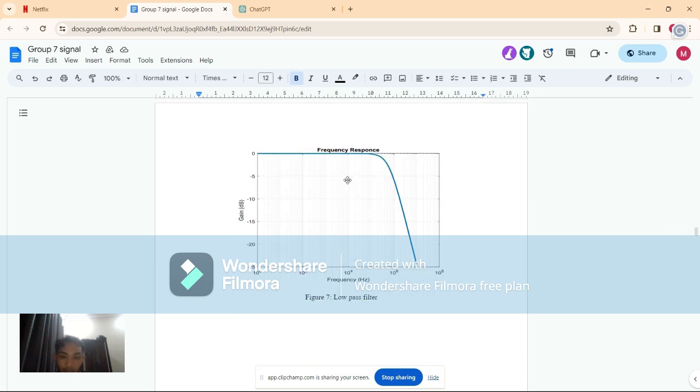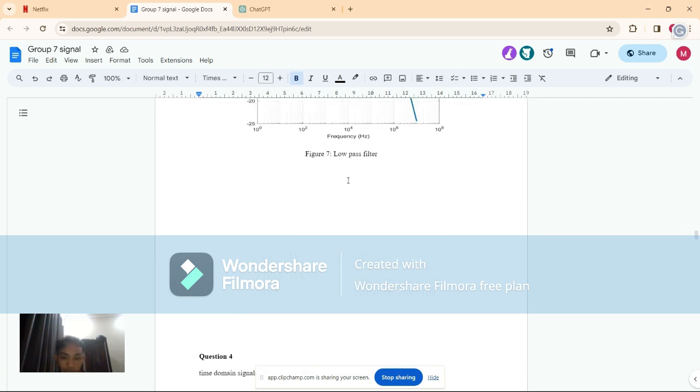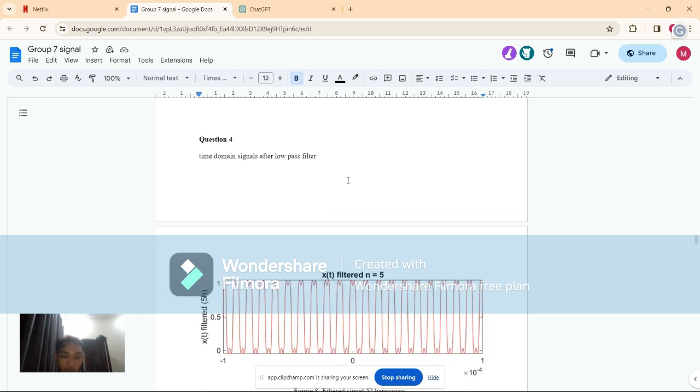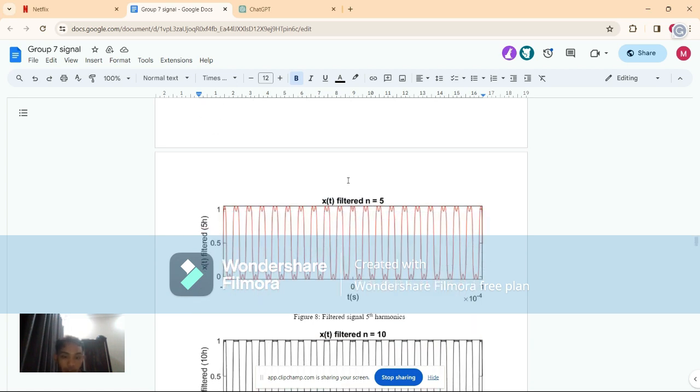And question 3 is the low pass filter. And this is the frequency response for the low pass filter. Question 4, time domain signal after low pass filter.